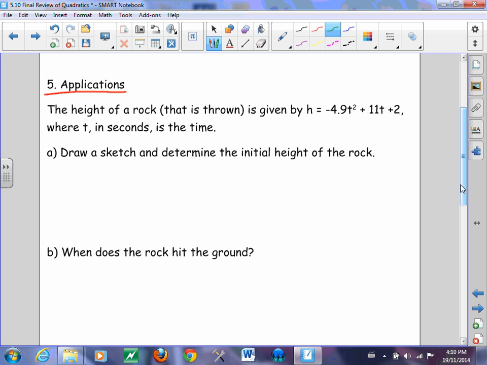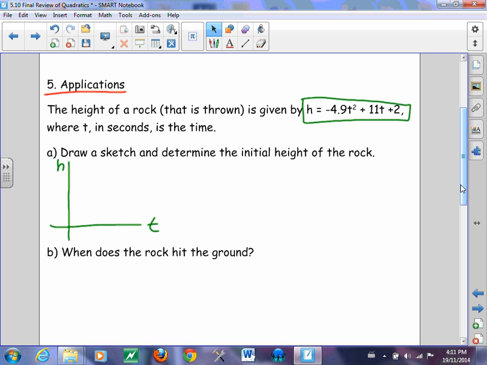All right, the height of a rock that is thrown is given by this expression here, okay, where t is the time in seconds, and we need to evaluate it. So taking a look, what do we know first of all? Part A says draw a sketch and determine the initial height of the rocket. So what we know is that we've got t on the x-axis and h on the y-axis. Okay, and do you guys remember that this equation is in standard form, and it tells us the y-intercept there? So I know I'm going to start at a height of 2.